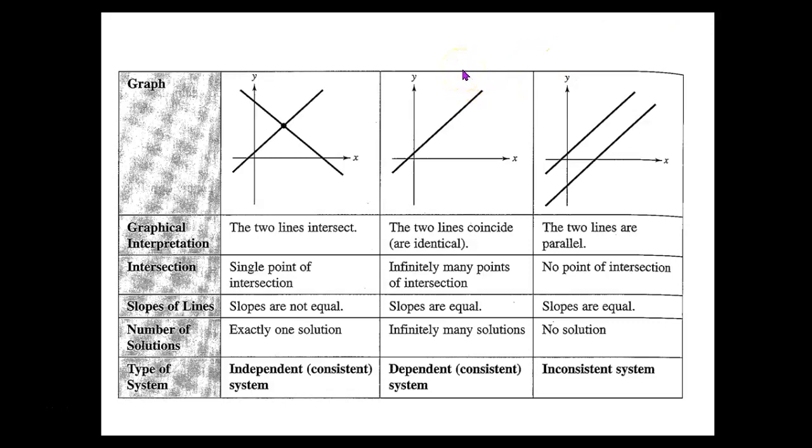The other thing that could happen is that both variables get eliminated, but you end up with a contradiction, something like 0 equals 1, that just plain is not true. And that means that you have no solution to your system. It's an inconsistent system. And that means that the two equations represent lines that are parallel. They never cross. They don't have any points in common.